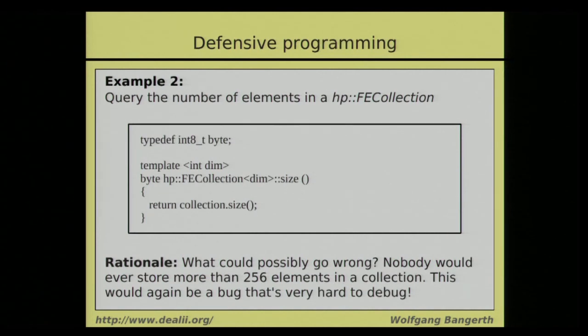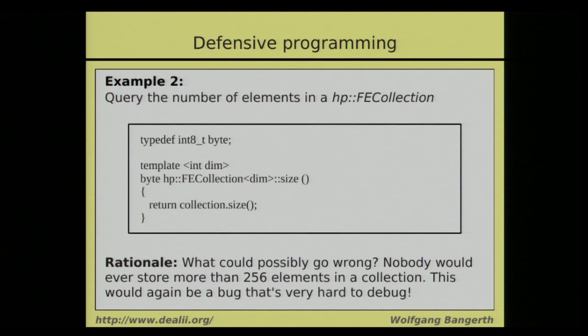So the maximum number that this type byte can store is 256. We should just ask this collection, which could be an std vector, for example, for its size. We will convert the size to byte because we know that no reasonable program will have more than 256 elements, and then we return that.